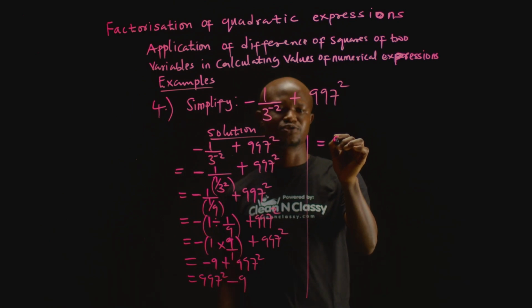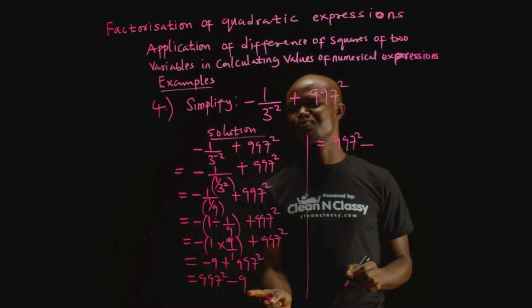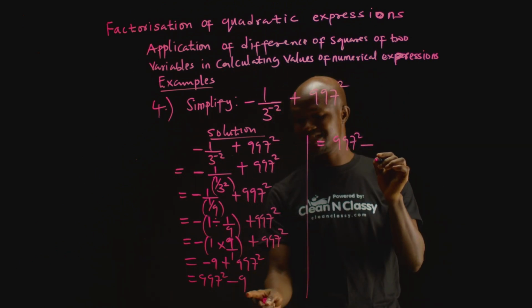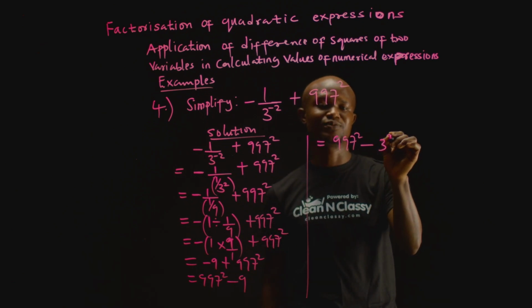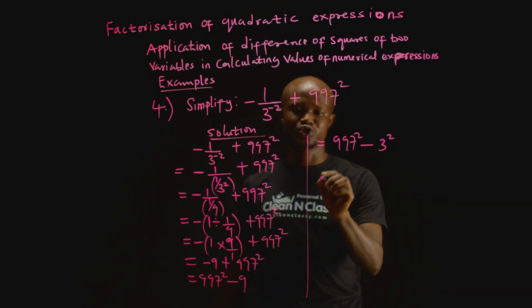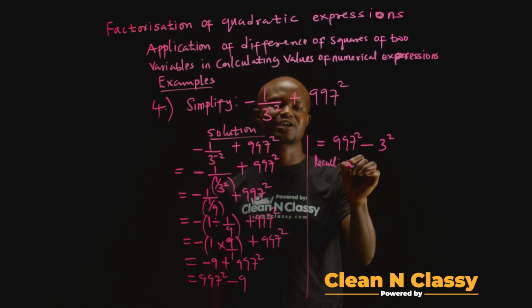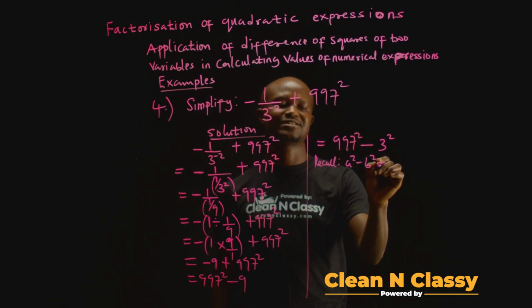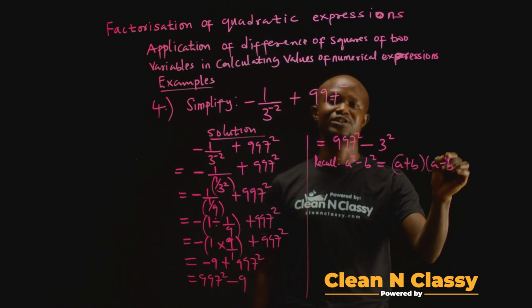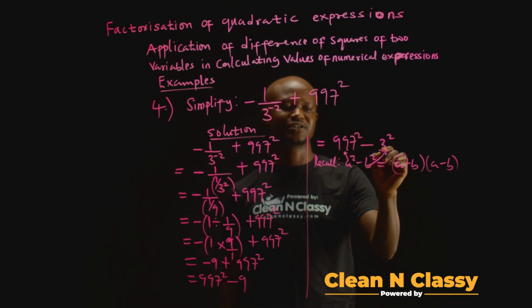So in this case, we now have this to be equal to 997 raised to the power of 2, then minus, we can now express this 9 back as a perfect square. Because 9 is a perfect square, so we have this to be 3 squared. We can now apply the algebraic identity. So recall that A squared minus B squared is the same thing as A plus B into A minus B.